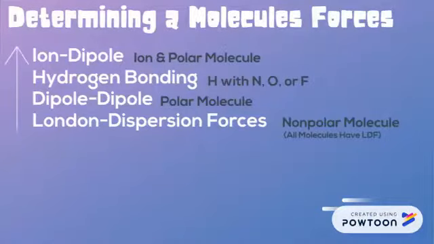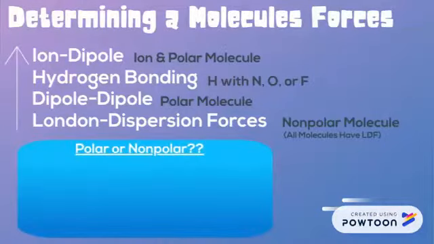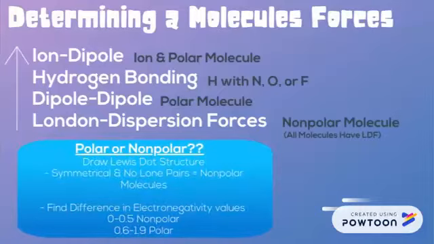Let's review how we determine if a molecule is polar or nonpolar. First, we can either draw a Lewis dot structure. If a molecule is symmetrical and there are no lone pairs on the central atom, our molecule is nonpolar. We could also find the difference in their electronegativity values. 0 to 0.5 is nonpolar, 0.6 to 1.9 polar.